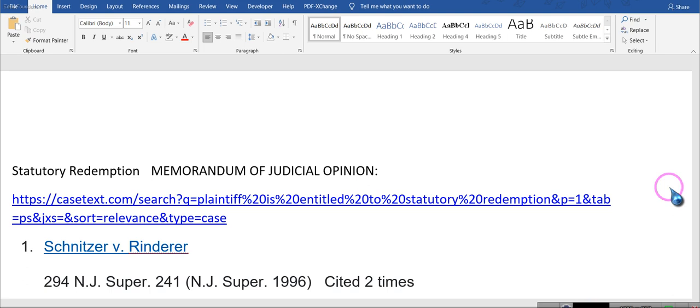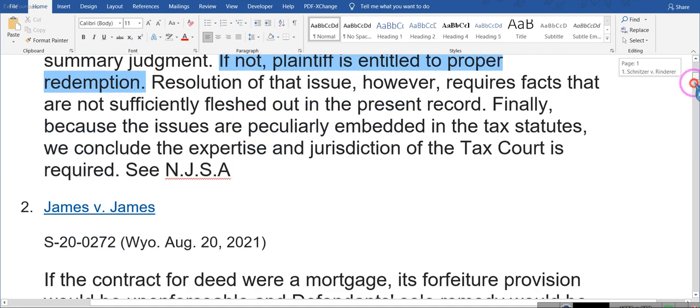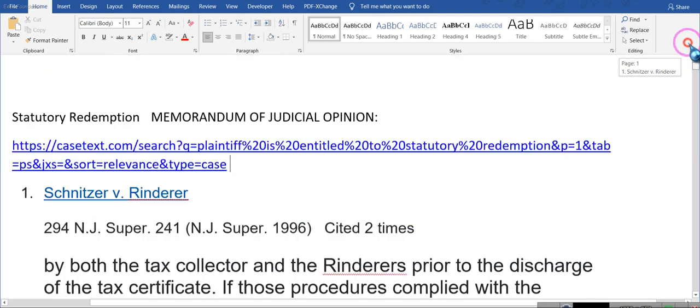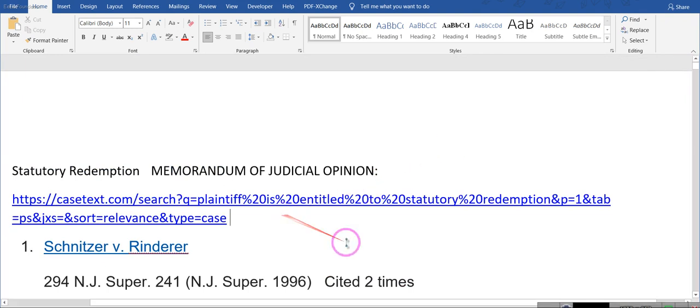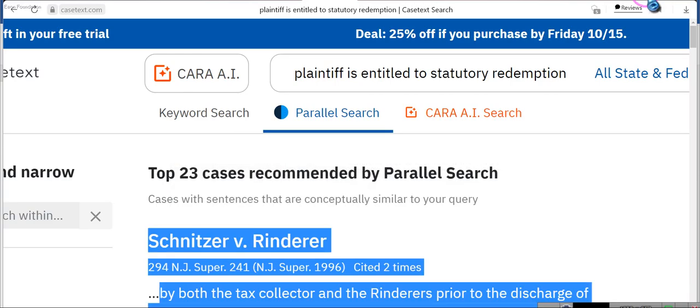Okay, ladies and gentlemen, what I can promise you is this is the link for the case laws that we just looked at. And what we did is we created a document called Statutory Redemption Memorandum of Judicial Opinion. This will be up on the website later today under the mortgage section, so that you can just click on the link, go to the page, and do your search for the exact same thing. Okay? So that's one document.